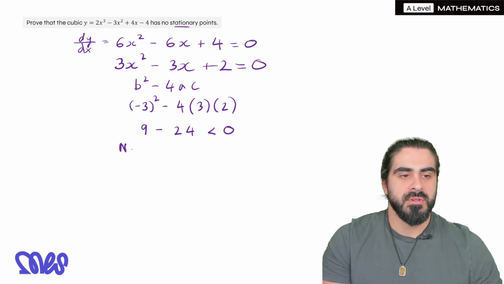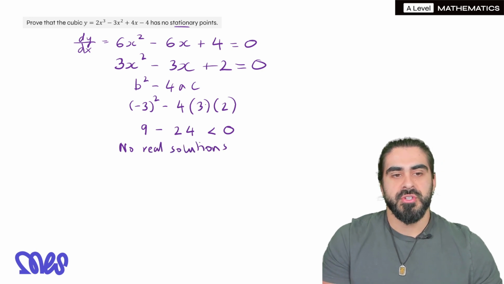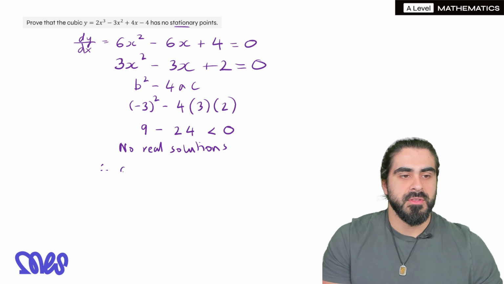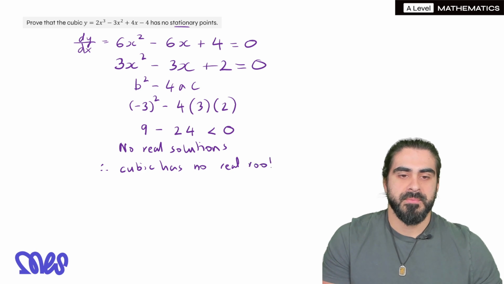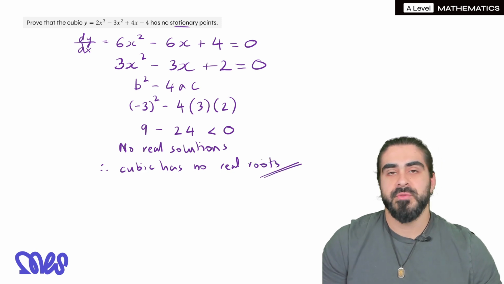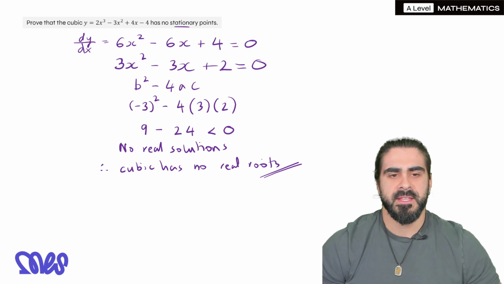So there's no real solutions to this quadratic. Therefore, the cubic has no real roots. And that's proved. With all proof statements, make sure you write a little statement at the end.